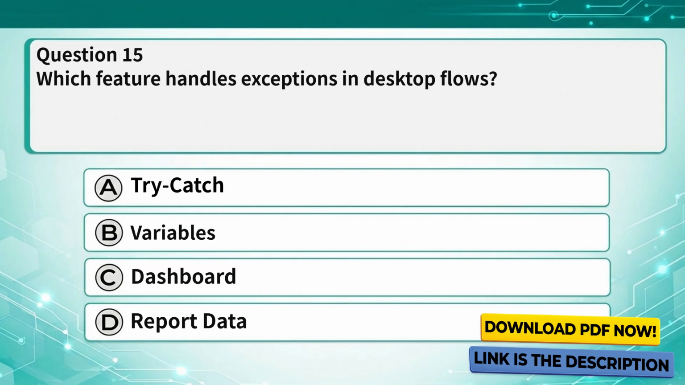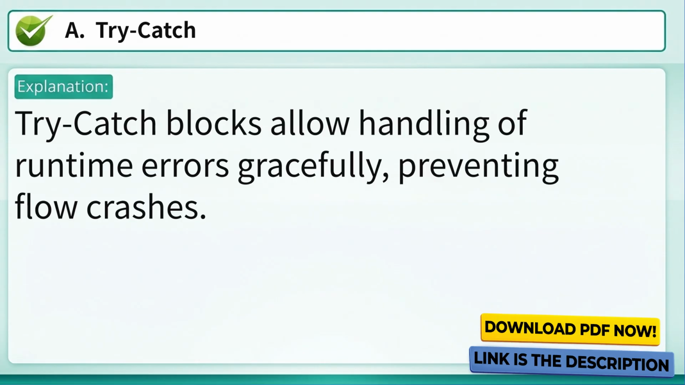Question 15. Which feature handles exceptions in desktop flows? A. Try-catch. B. Variables. C. Dashboard. D. Report data. Correct answer, A. Try-catch. Explanation: try-catch blocks allow handling of runtime errors gracefully, preventing flow crashes.